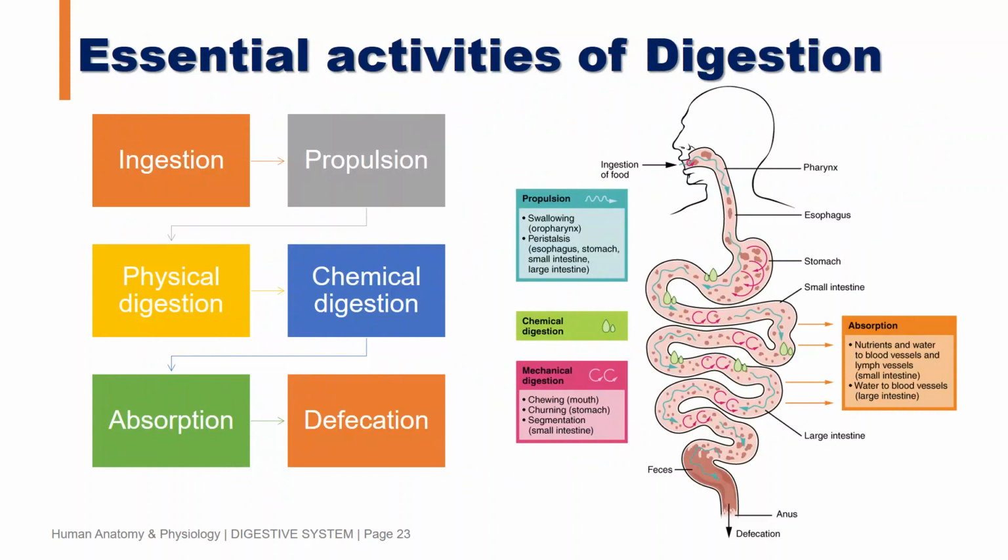Essential activities of digestion. There are 6 essential activities. You have ingestion, propulsion, physical digestion, also known as mechanical digestion. Then you have chemical digestion, absorption, and defecation. In the photo we have here, we'll first start with your mouth for the ingestion of food. The next activity will be propulsion, wherein you swallow your food.